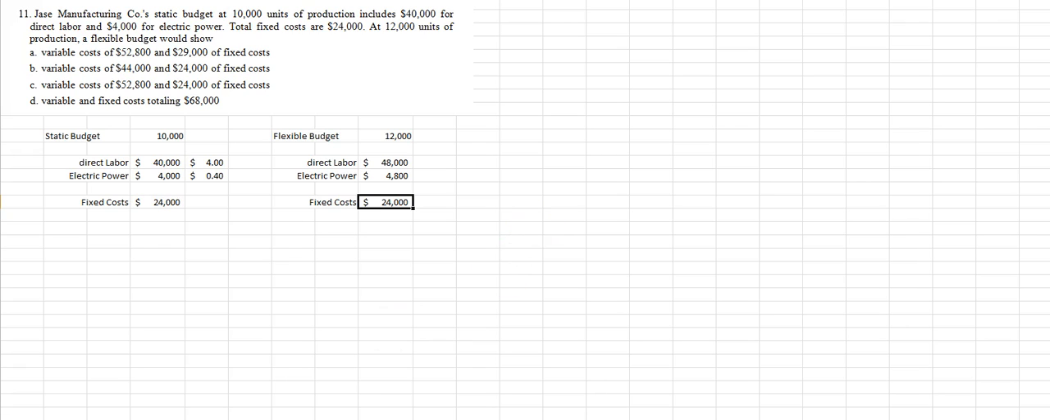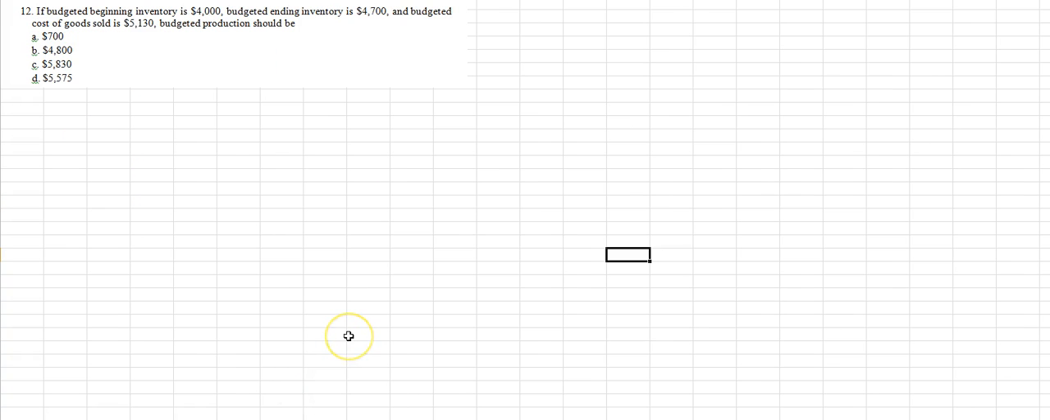Okay, so let's do number 12. We got 3 more to go. Hang in there. And this video has already gone to 1 hour. It says, if budgeted beginning inventory is 4,000, budgeted ending inventory is 4,700, and budgeted cost of goods sold is 5,300, budgeted production should be. So let's take a look at this logic, right? Let's just use some logic here.